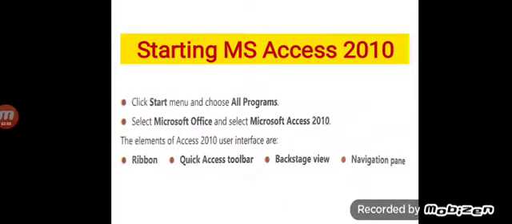The next topic we have is starting MS Access 2010. How will you start MS Access first of all? You will click on the Start menu. You will choose All Programs. You will click on Microsoft Office and then select Microsoft Access 2010. The elements of the Access 2010 user interface are the ribbon, quick access toolbar, backstage view and navigation pane. Let's see all four of these one by one.